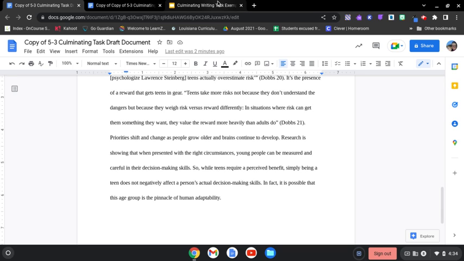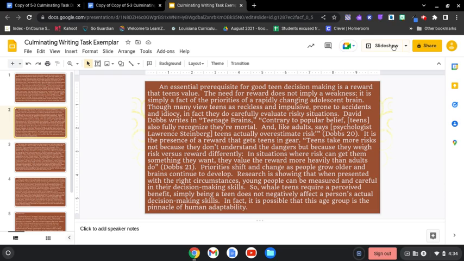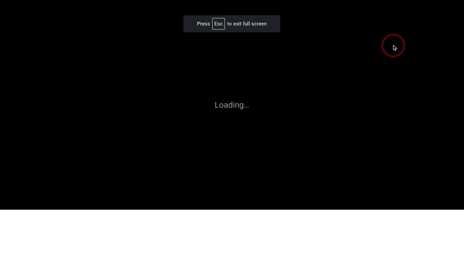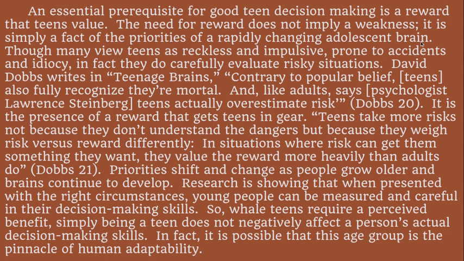So now I'm going to put the second body paragraph up on the screen. Now notice this, I'm saying the second body paragraph. After we do our body paragraphs, we're going to go back and do the introduction, the conclusion, and then the title. Here is that second body paragraph for you to type.